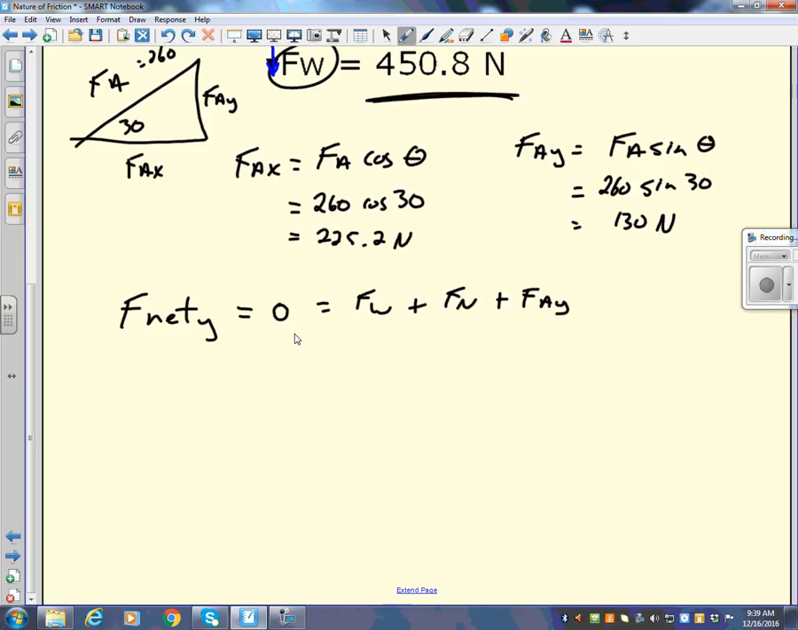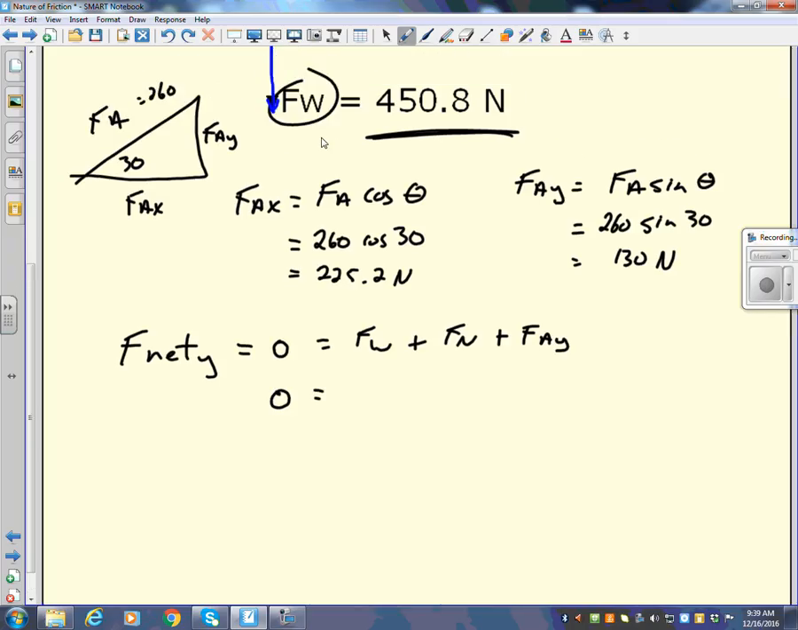Okay, so now let's fill in the blanks. What do we know? We know 0. Our FW is now... Is the sign important here? How come? Because some are down and some are up, right? So the sign is super important here. So this is going to be minus 450.8. I don't know the normal force. And the FAY is 130, and that is in the upwards direction, right?